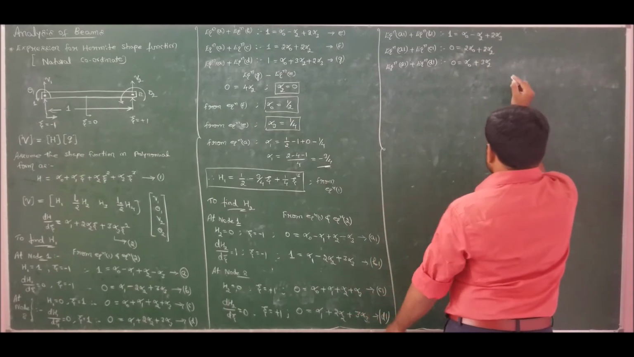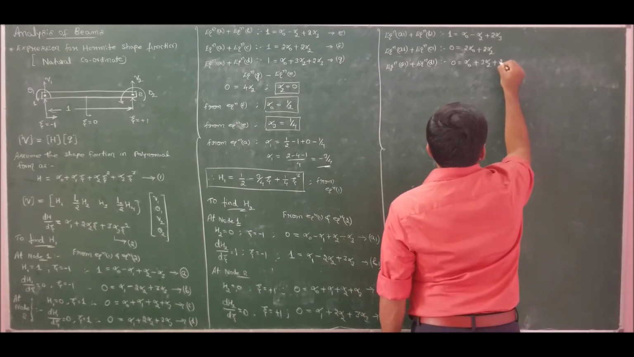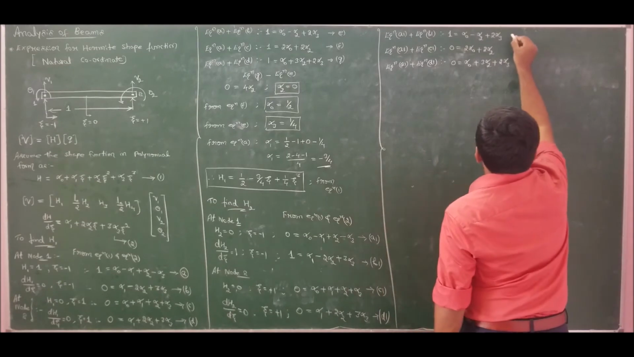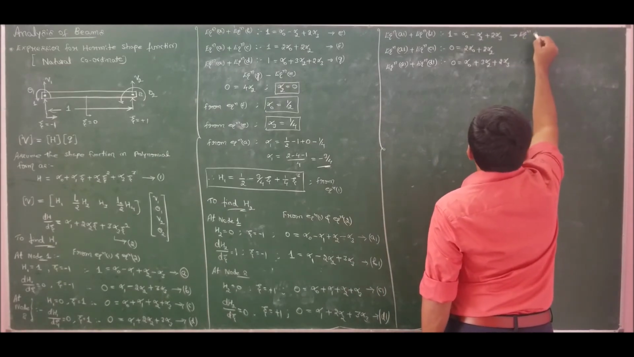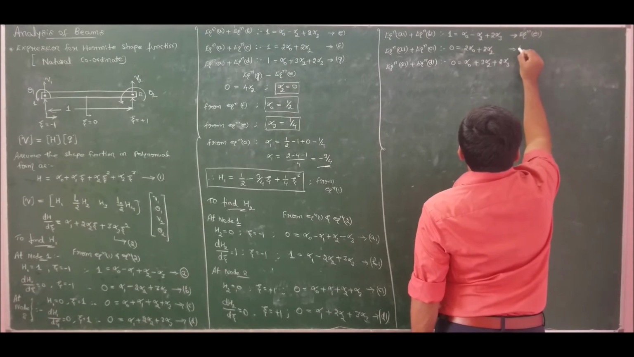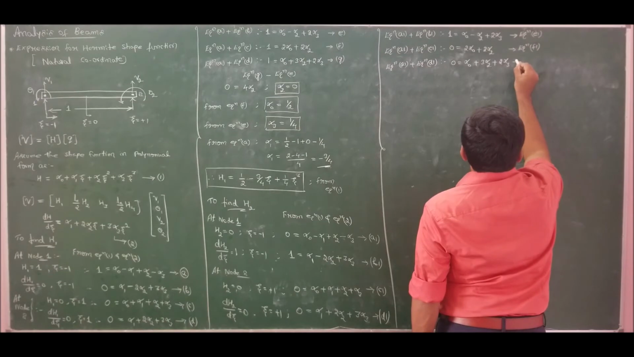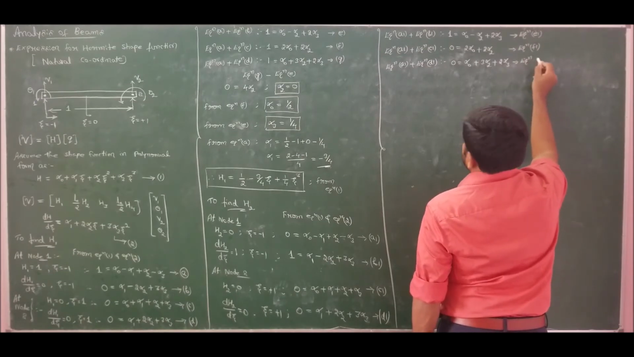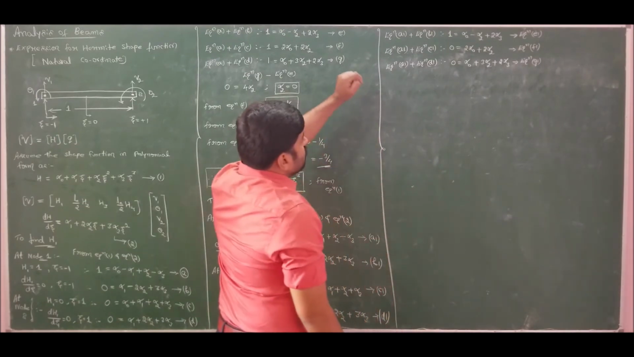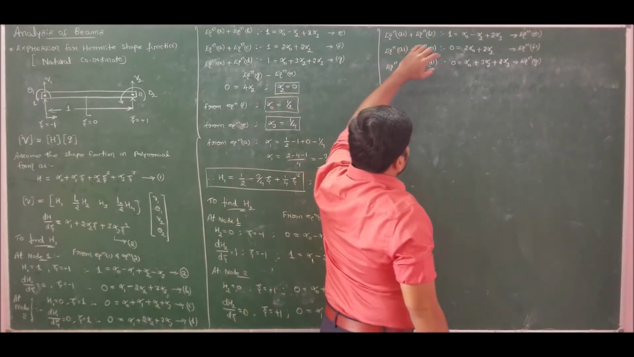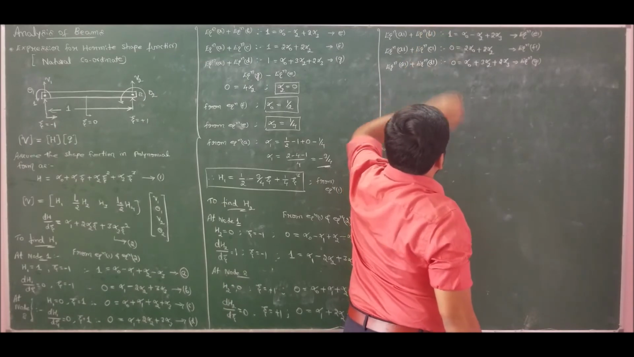Coming for alpha 3, it is plus 2 alpha 3. Now you can take this as equation E1, equation F1 and equation G1. Now through visual inspection, if I solve these two equations, I will get the value of alpha 2.